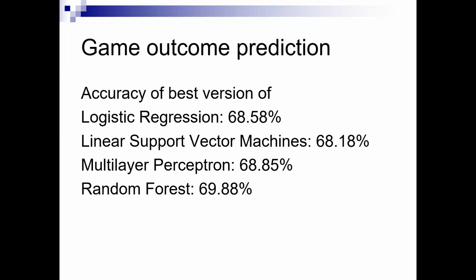And the best version of logistic regression gave us 68.58%. For linear support vector machines, we got 68.18. Multi-layer perceptron, 68.85. And random forest gave us the best accuracy of 69.88%. And this is then also the algorithm that we are going to use in the coming steps.